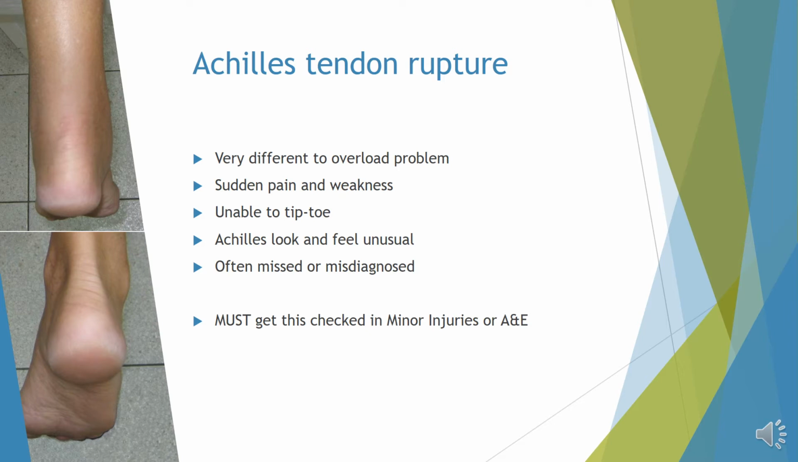The reason I'm mentioning this now is an Achilles tendon rupture is unfortunately quite commonly missed or misdiagnosed. People sometimes are told that they've sprained their Achilles tendon. If you're in any doubt, so if you've had a really sudden onset of pain, the Achilles doesn't look the same, it doesn't feel the same, and you just feel like you haven't got any power in that Achilles, you must get that checked, either in a minor injuries unit or an A&E unit, and that really cannot be left and has to be checked.